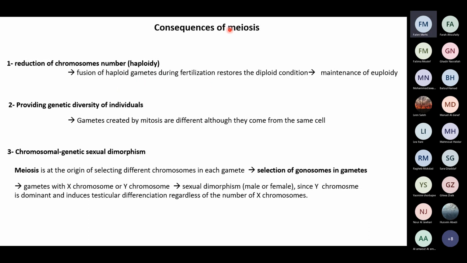Now, as a second consequence of meiosis, it provides a genetic diversity of individuals, as we have explained, and this genetic diversity is provided by the interchromosomal and the intrachromosomal shuffling that we have talked about, and we will talk about now in the coming slide. So meiosis provides a genetic diversity of the individuals, and also it allows genetic sexual dimorphism.